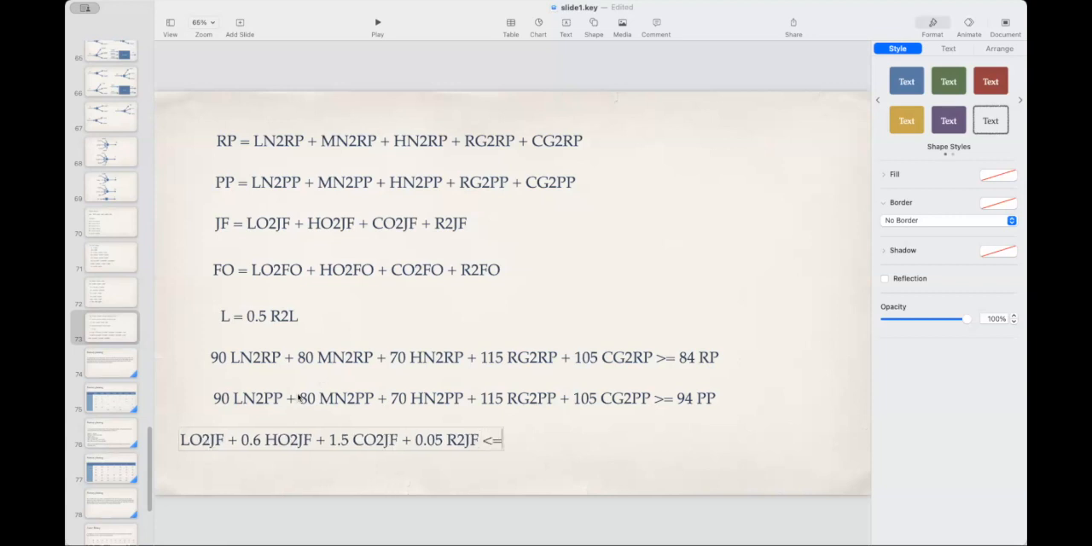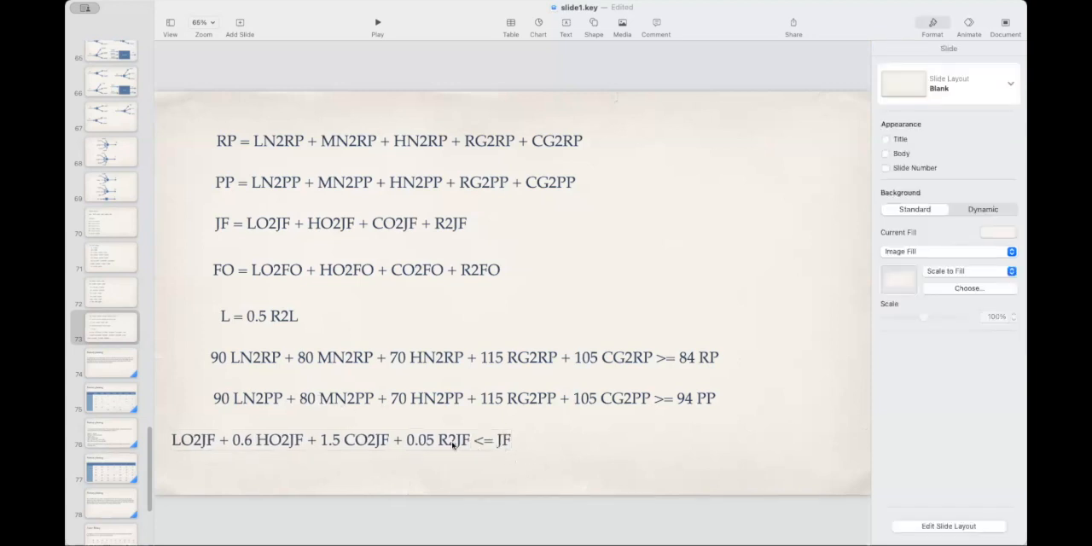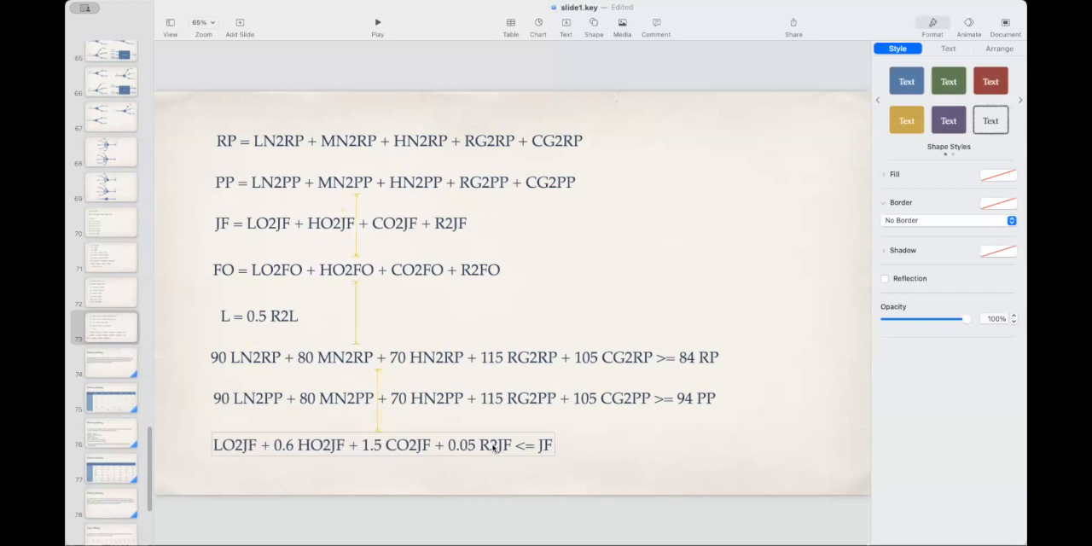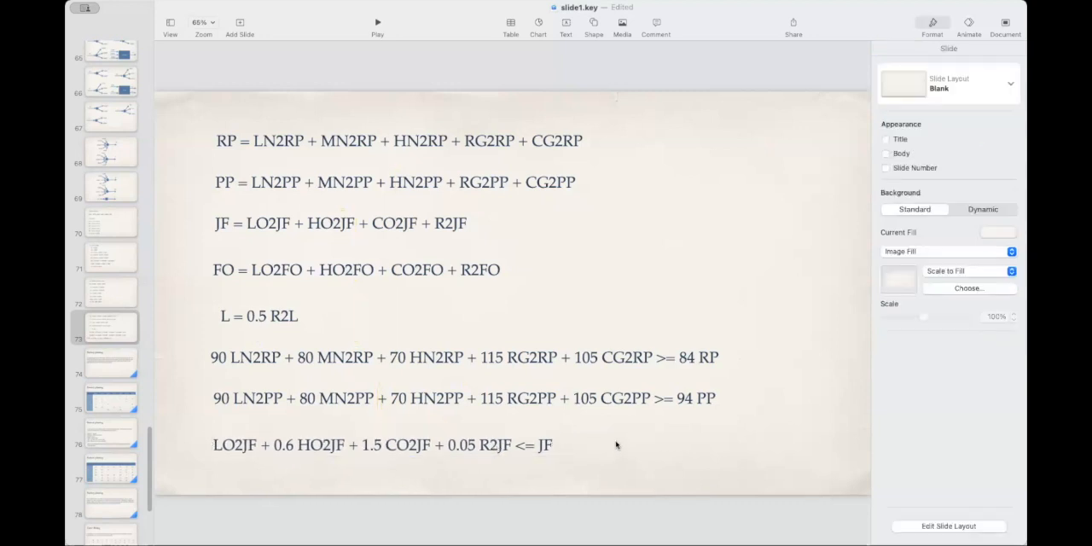Okay. Yes. So this should be JF, right? Okay, on the right hand side, we can write JF here. Okay, because JF equals those. Yeah, summation of that.